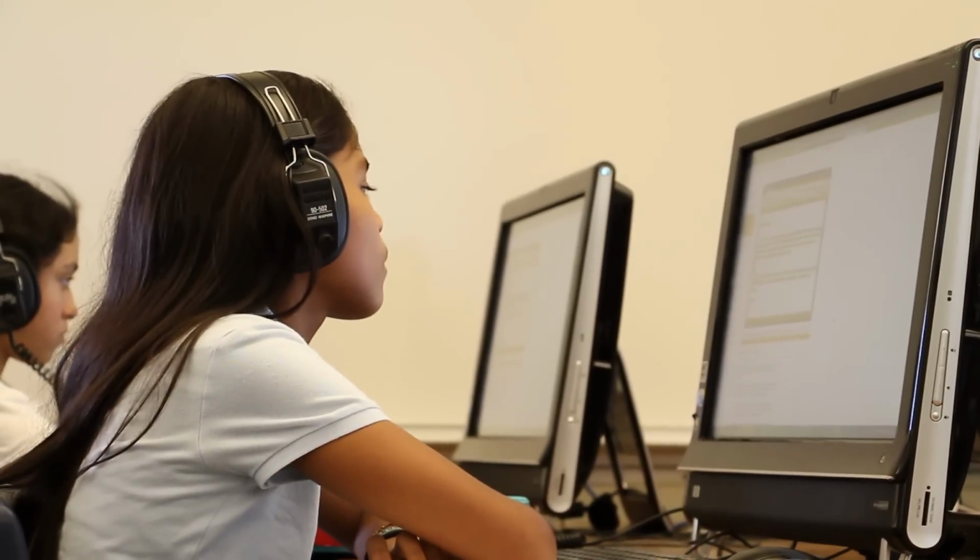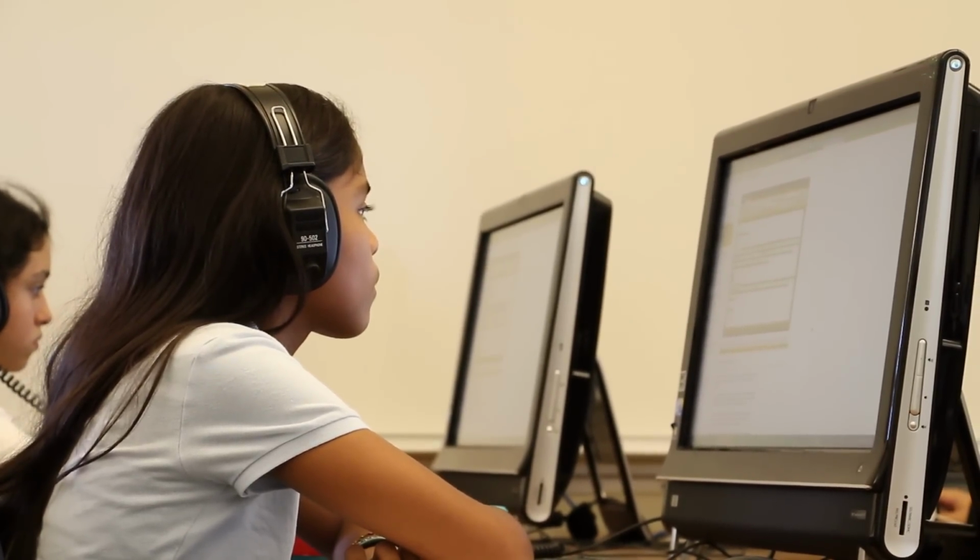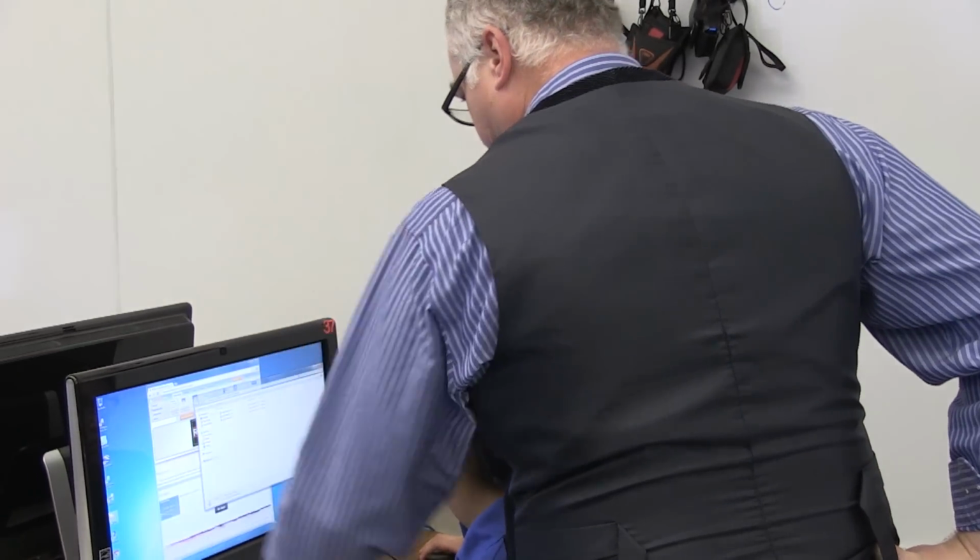The big challenge on my part is then to figure out what it is they need and make sure I have all those pieces in place for them.